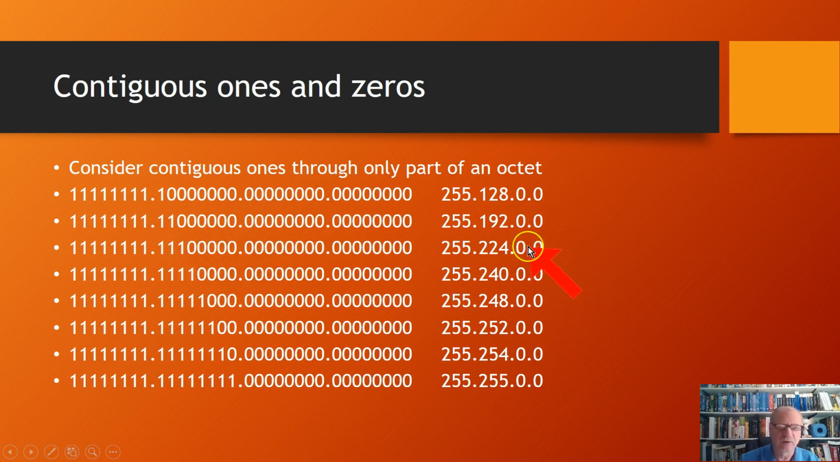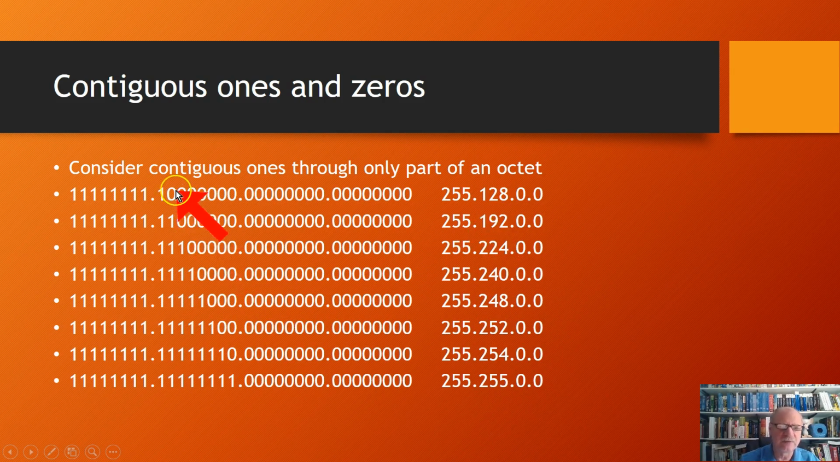255.192.0.0. Three ones would make a 224, four ones would make a 240, five ones would make a 248, six ones would make a 252, seven ones would make a 254, and eight ones would make 255. If you convert these, you'll discover that that is just the decimal value of this octet right here. So this plus the zeros is every possible subnet mask we can make, because remember, they have to be contiguous. If I made any other subnet mask, it would make a non-contiguous set of ones. So these are all of the possible contiguous ones.